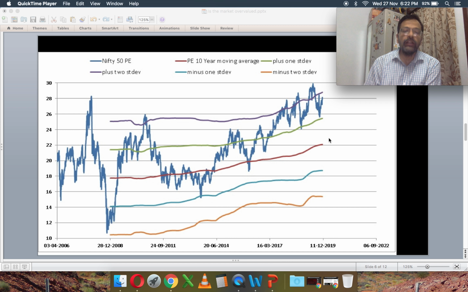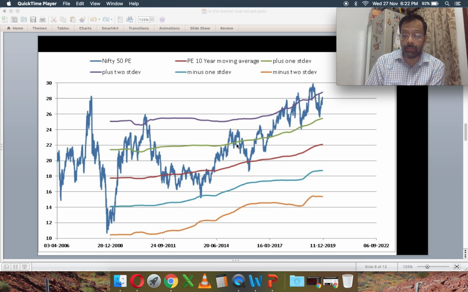Sometimes that's what happens. So now what you see here is the Nifty 50 price to earnings ratio, which is the blue line. The 10-year moving average of the Nifty PE is shown here in the red line in the center.